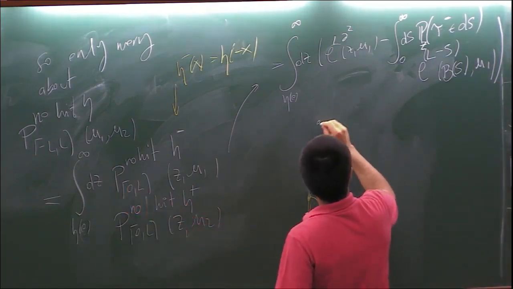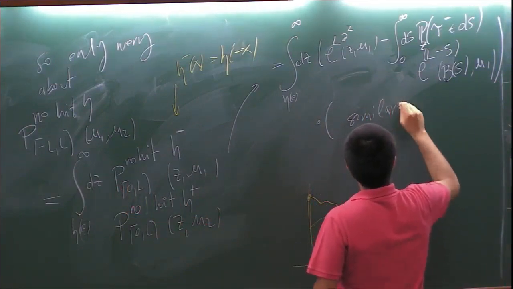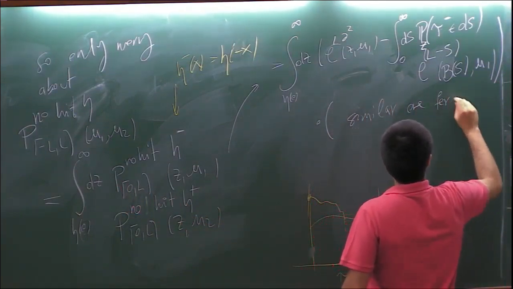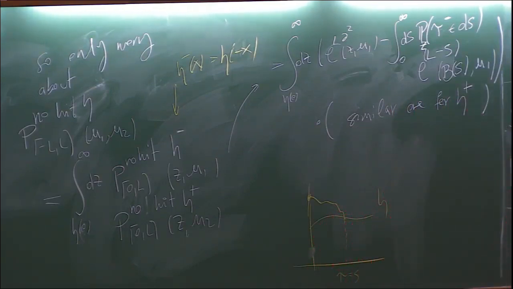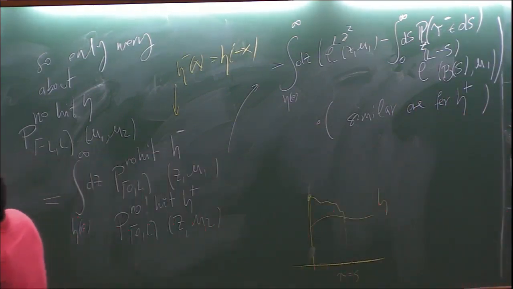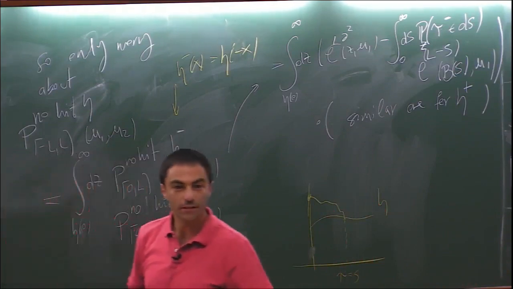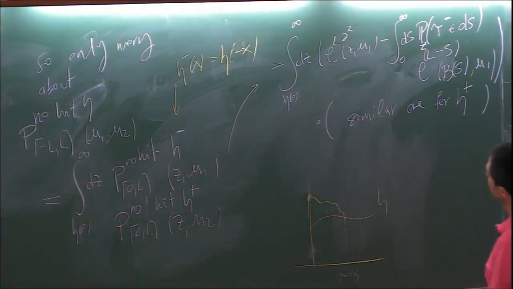And then this is going to be multiplied by a similar thing for H plus. Does that make sense? So I write the probability of not hitting on one side as 1 minus the probability of hitting, and the same thing on the other side. So I get these two terms.